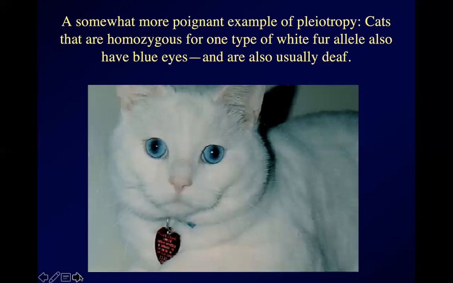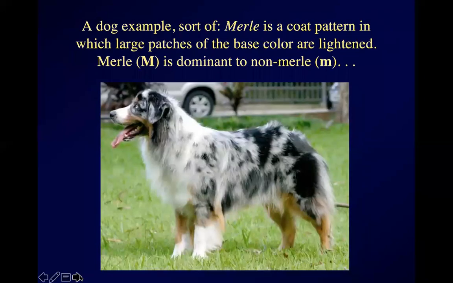But this is one type of pleiotropy where one gene affects not just fur color, but ear development. And I'll go ahead and give you a dog example for the dog people in here. Many breeds of dog can show a coat pattern called merle.